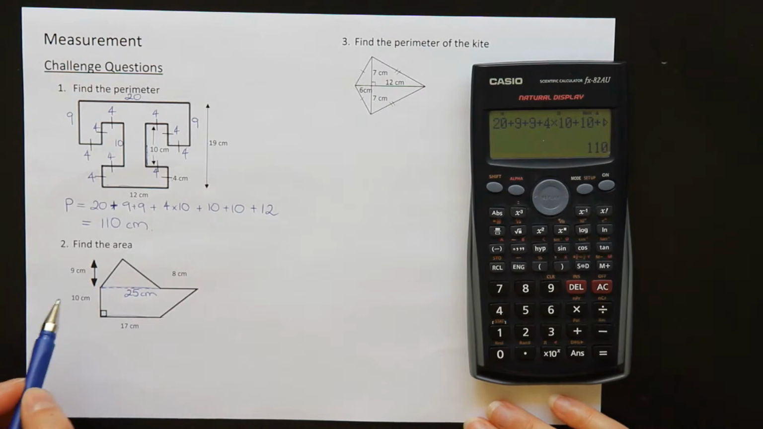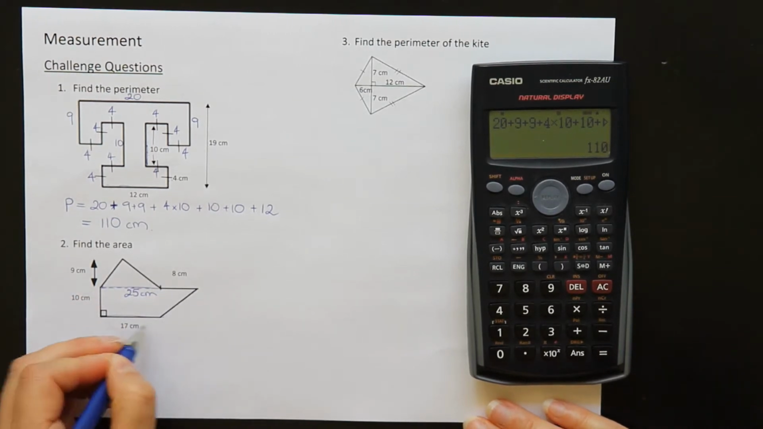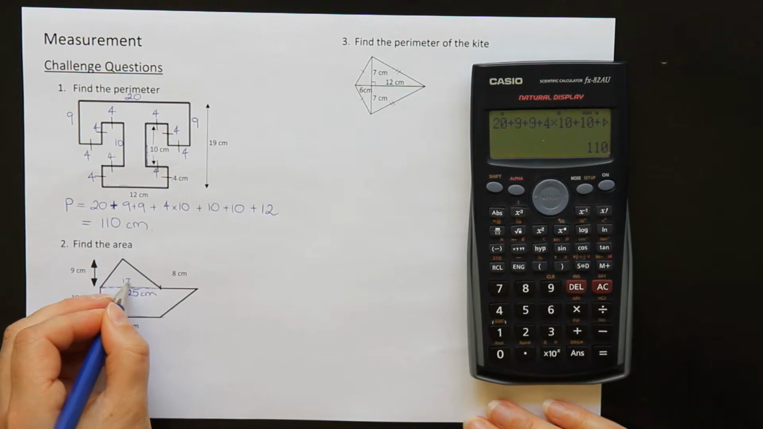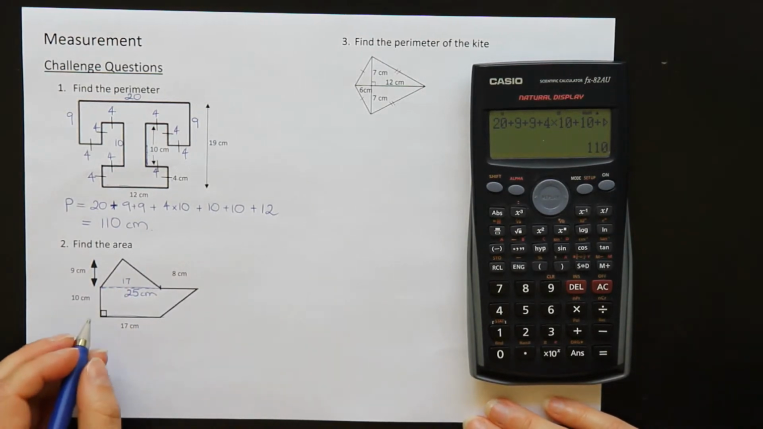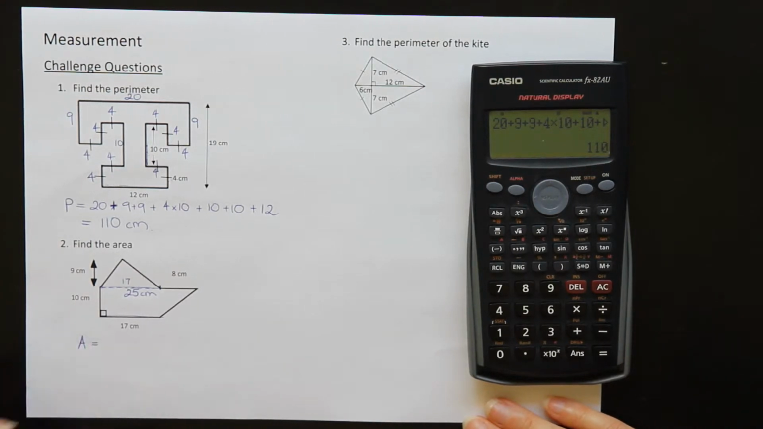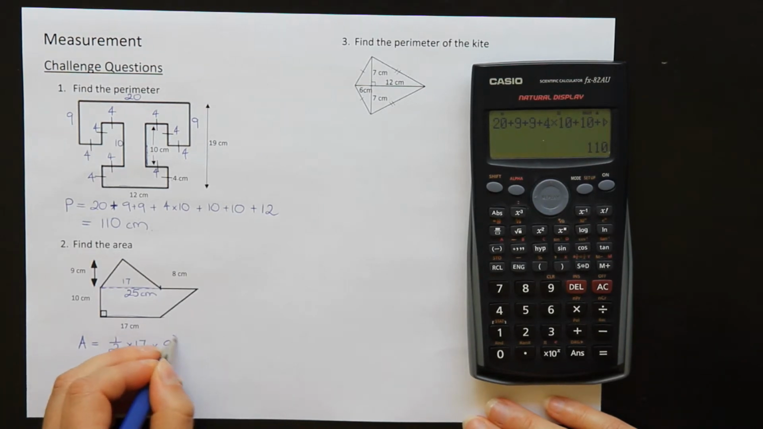The triangle, I need the base and the perpendicular height. Now the base of the triangle is just to here. It will be the 17, and the perpendicular height is 9. Alright, so we can find our area now. Area is equal to, let's start with the triangle, it's the nice little one there. So half the base, which is 17, times the height, which is 9.